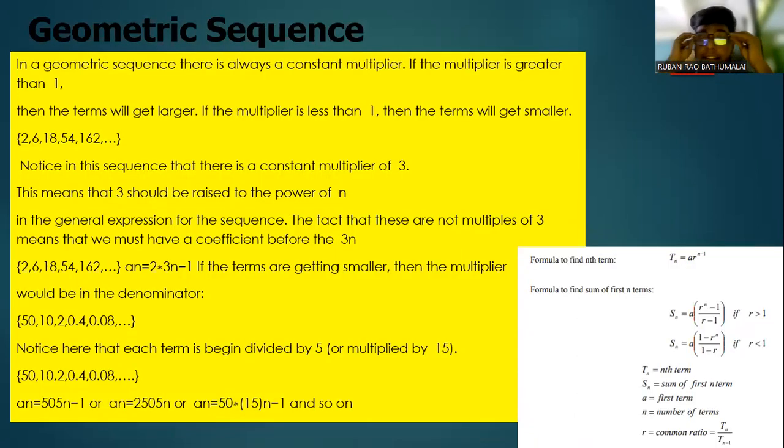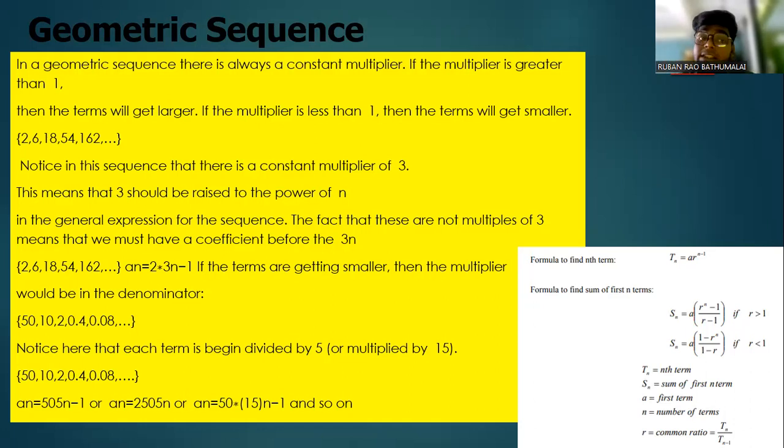Yes, this is the sequence of the geometric, step by step. In geometric sequences, there is always a constant multiplier. If the multiplier is greater than 1, just now I told you, bigger than is called greater than, then the terms will get larger. If the multiplier is less than 1, then the terms will get smaller, will decrease.